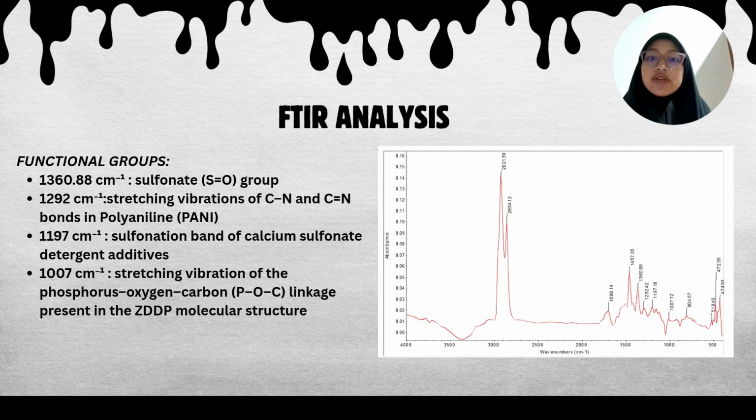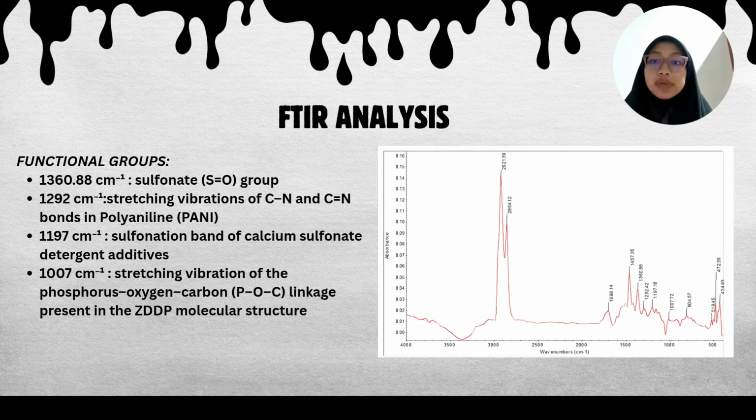When the concentration of calcium sulfonate detergent additive is high, it results in a sharp and distinct absorption peak at 1197. However, as oil degradation progresses, a new broad peak emerges and increases in intensity at 1150 per centimeter.